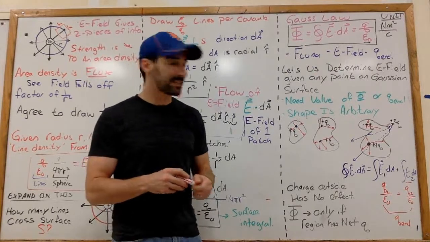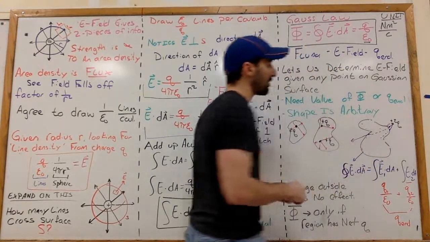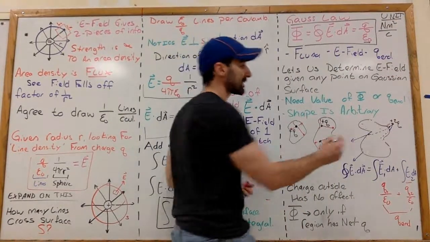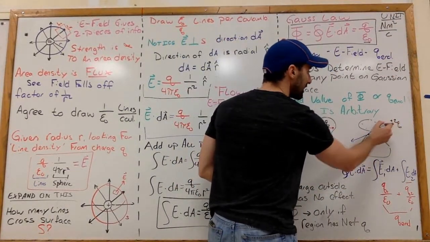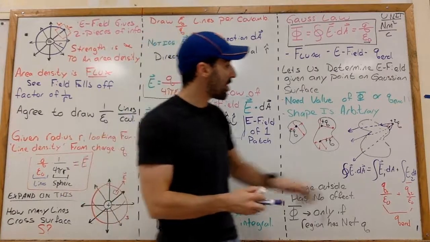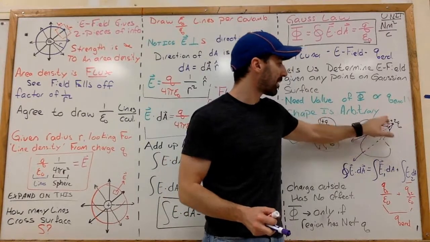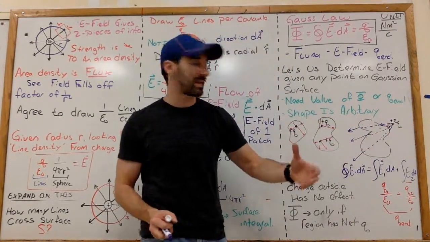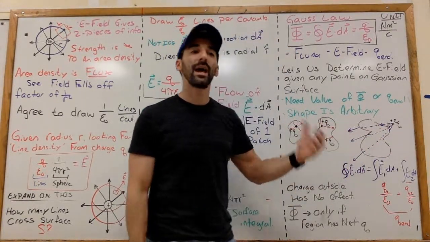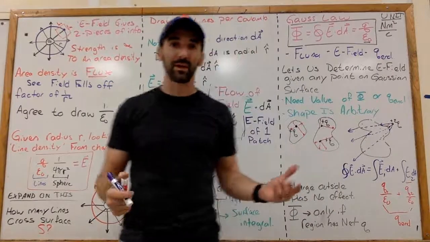Lastly, if I erase these guys, and now I just look at what I have here, this positive 2Q outside is sending field lines straight through my surface. Well, here, again, I have no enclosed charge, which means the Q outside has no effect because I have the same number of lines going in, the same charge density going in, as I do coming out. So my net enclosed charge would be 0. Everything works out really well when utilizing this very powerful Gauss's law.